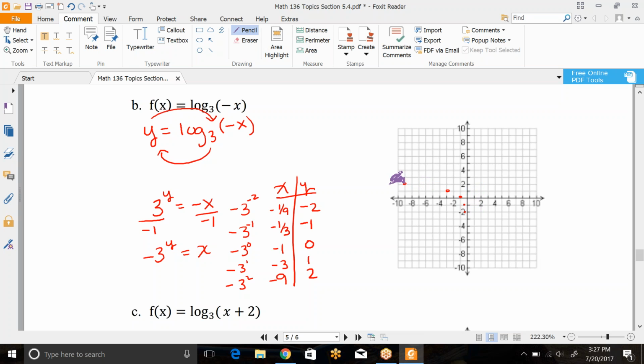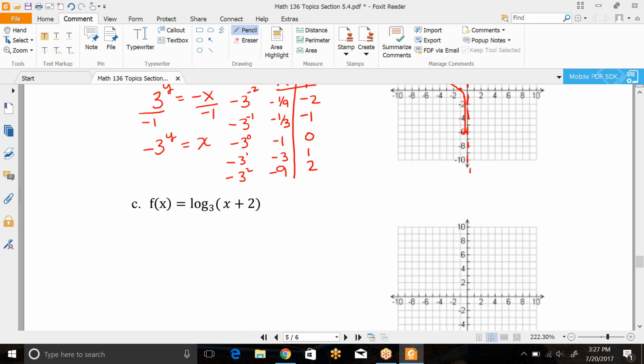So notice this still has the vertical asymptote of x equals 0. This log has just been flipped across the y-axis, which makes sense. It has a negative inside of its argument. Anytime we saw a negative in front of an x inside the parent function, it made it reflect across the y-axis. So that is what this log looks like.